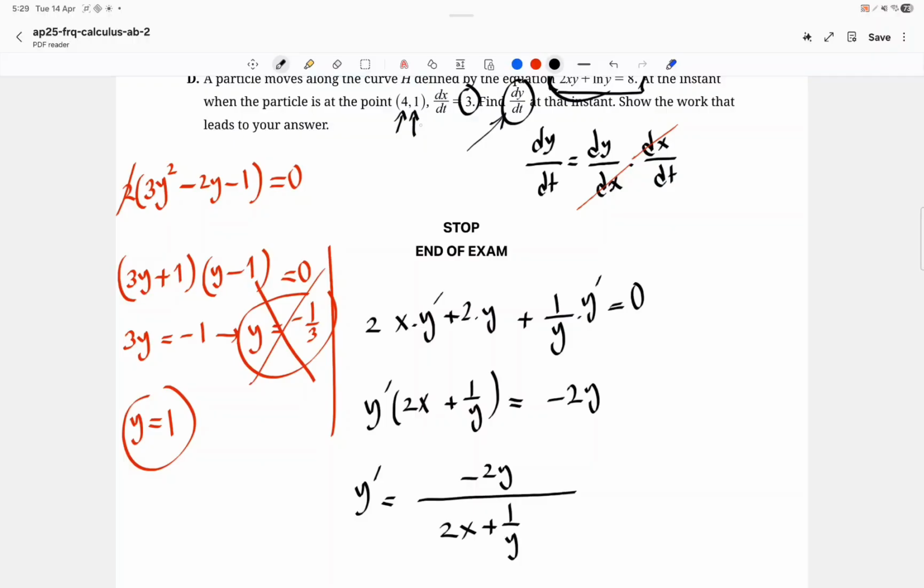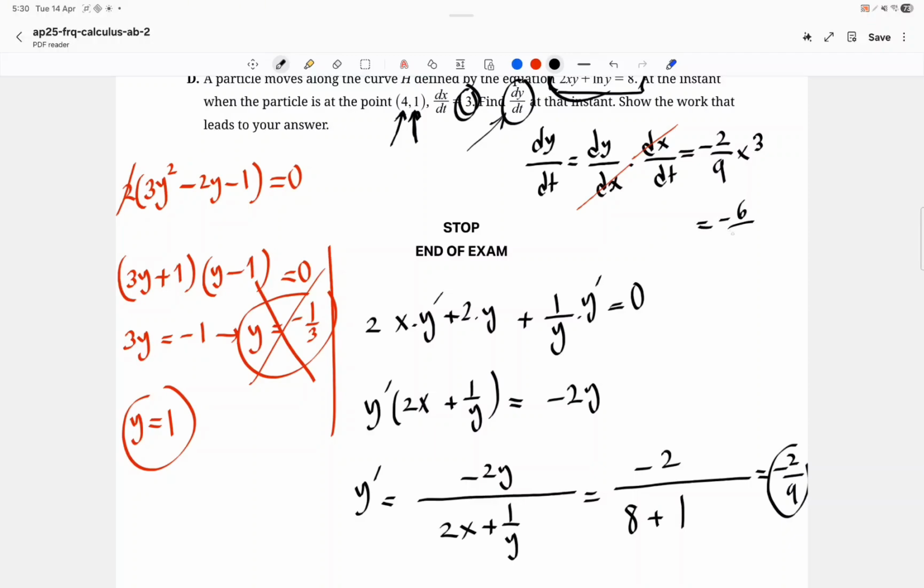How much is the y? 1. How much is the x? 4. So negative 2 over (8 plus 1), negative 2 over 9. So come here and replace this with negative 2 over 9 times 3. You get negative 6 over 9. You get negative 2 over 3 as the answer.